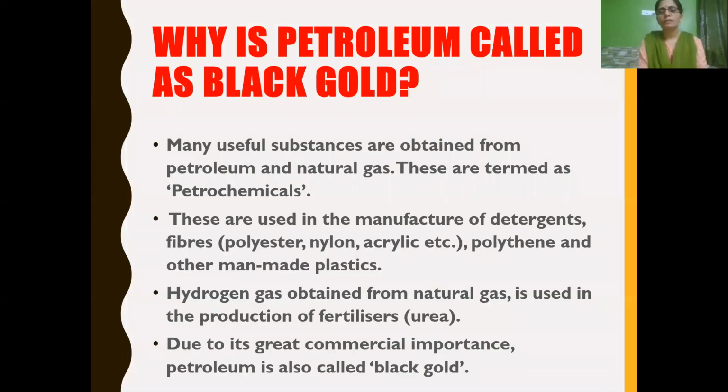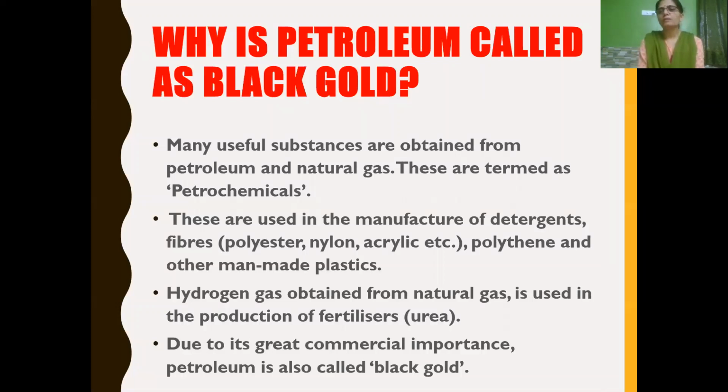Then we learnt why petroleum is called black gold. Many useful substances are obtained from petroleum and natural gas. Together they are termed as petrochemicals. So what are petrochemicals? The useful substances obtained from petroleum and natural gas are termed as petrochemicals.